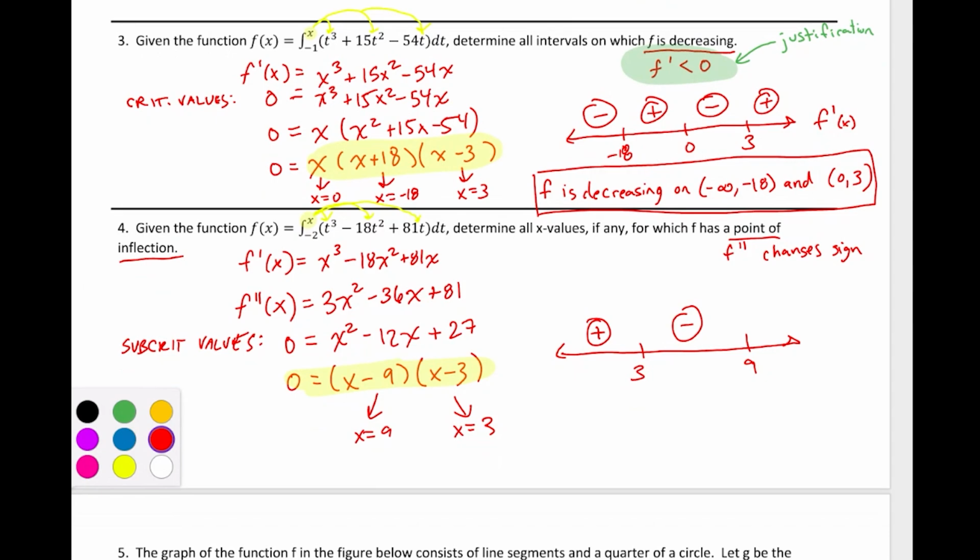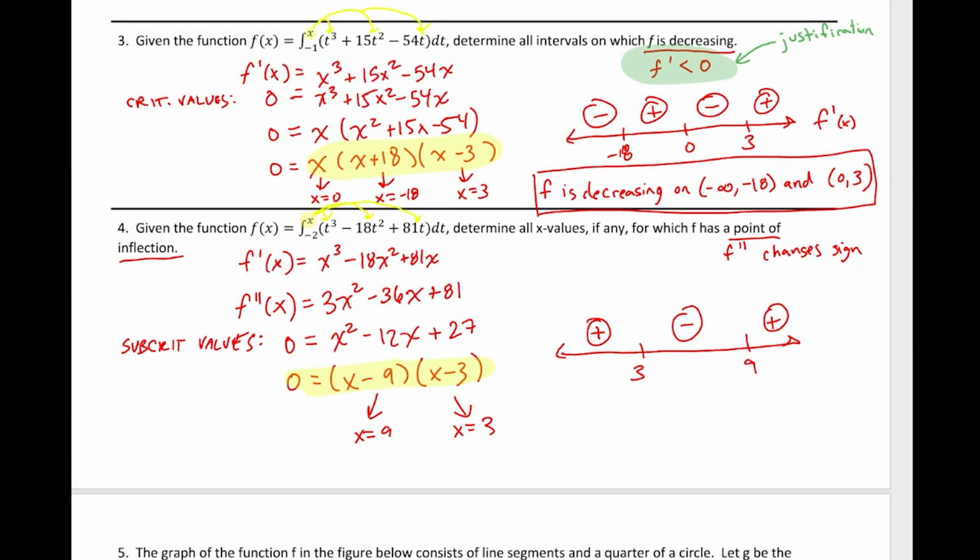Now, if I had a function like x plus 2 times x plus 2, something like that, where you had a multiplicity that was even, I would not expect the sign to change at that 0. Just a little heads up there. So it doesn't always alternate, is I guess what I'm saying. If I plug in a number like 10, we're going to get a positive times a positive is positive. So sure enough, f double prime is going to change sign at both x equals 3 and x equals 9.